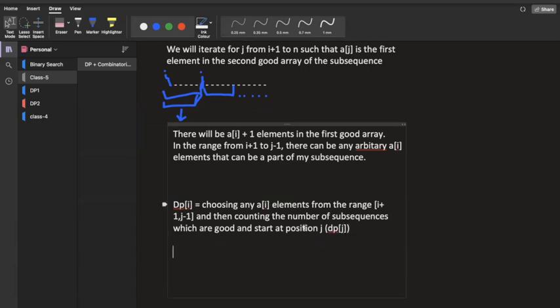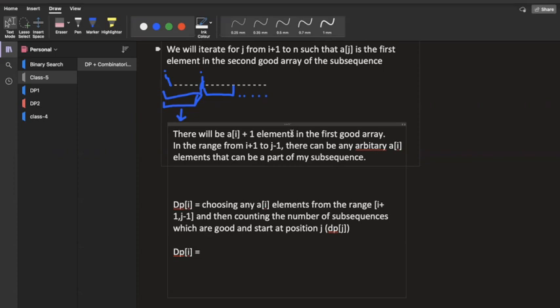So yeah, now I have my transitions with me. Can anybody tell me what is the number of ways of choosing any AI elements in the range from I plus 1 to j minus 1? If you have basic knowledge of combinatorics, this problem should not be very difficult. We have to choose some AI elements in the range from I plus 1 to j minus 1. How many ways are there to do this? It's just a simple expression here.